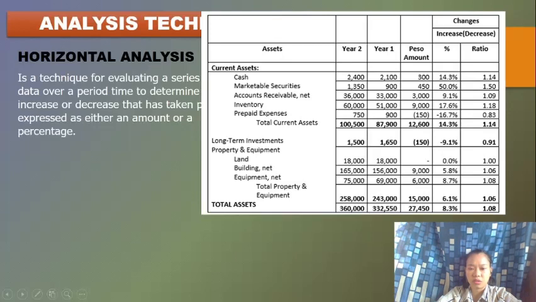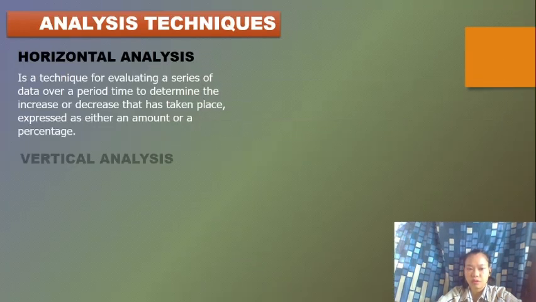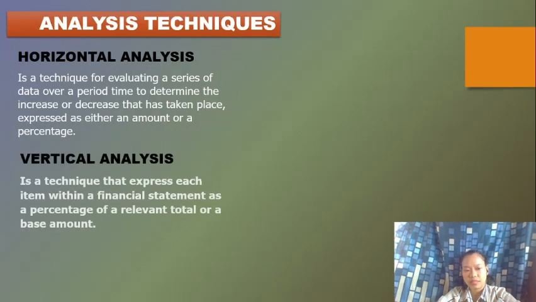So the next one is vertical analysis. It is a technique that expresses each item within a financial statement as a percentage of a relevant total or a base amount. It is also a comparison of financial balances to a base amount from the same company, and or compared against other companies in the same industry.